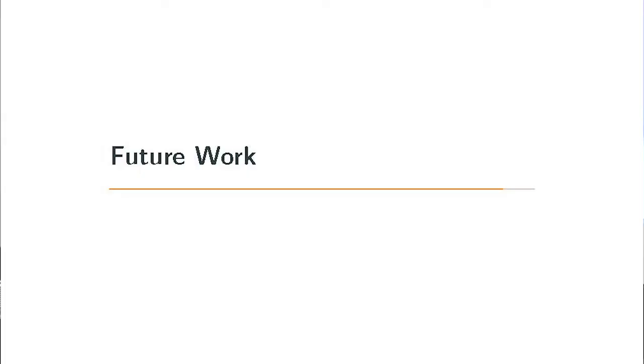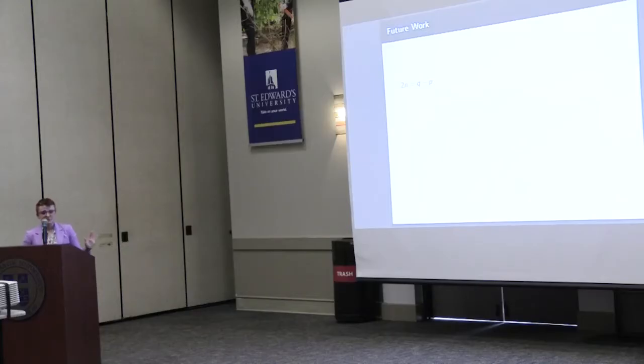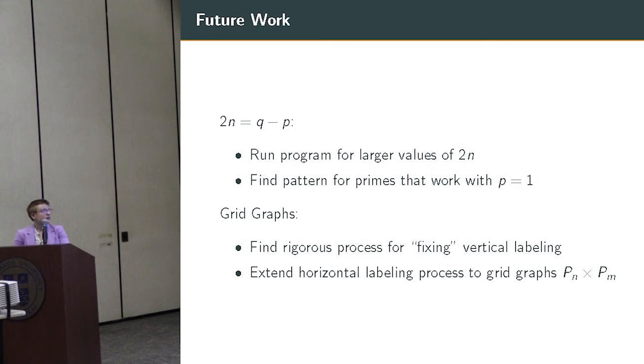That brings us to the future work we want to do on this project. As far as the difference of two primes problem, we want to run that for larger values of 2n. It did take us 3 days, like I said before, so we'd have to find a way to streamline that process so it's a bit easier. We also wanted to see if there was a pattern that worked for p set equal to 1 to see if we can build any of labeling.